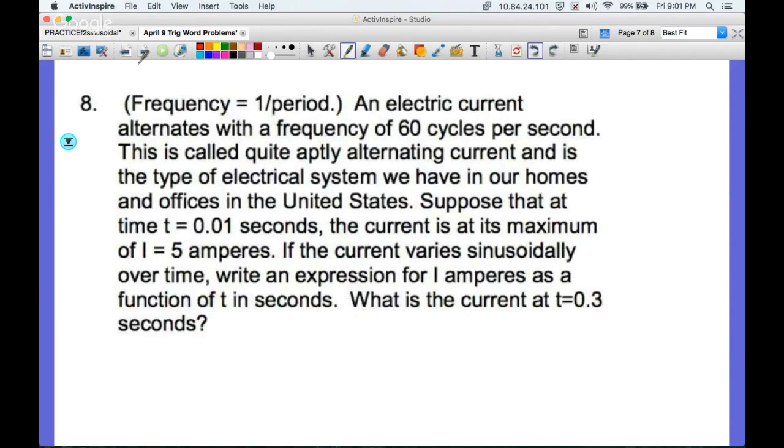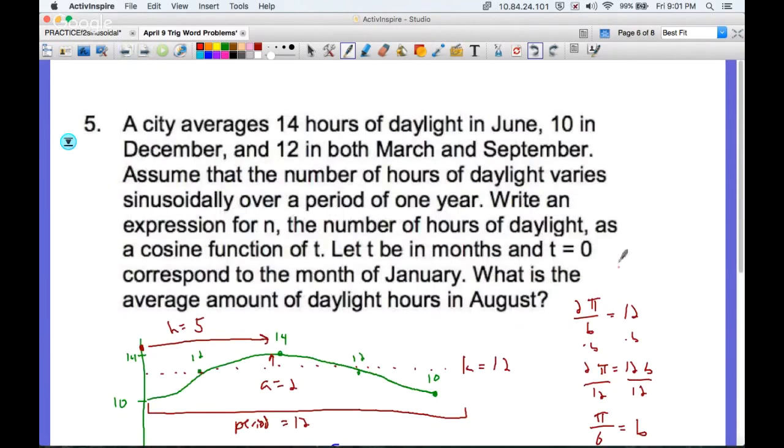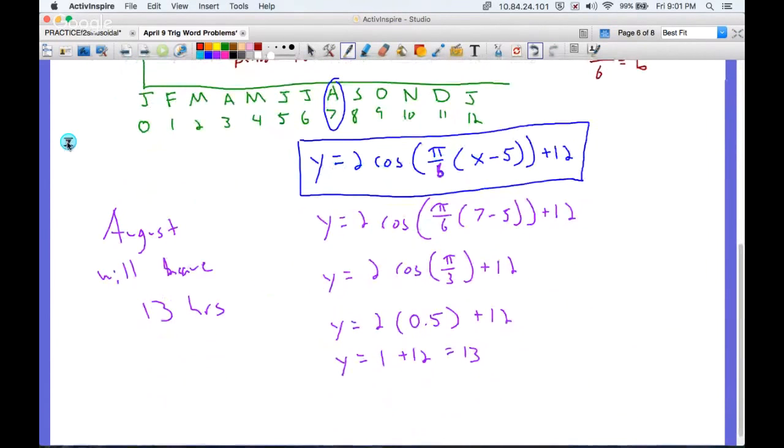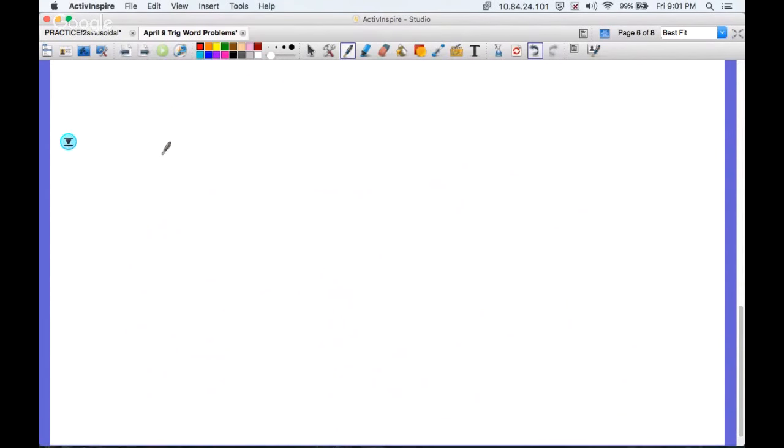All right, why don't you work on 6 and 7. So pause the video here, work on 6 and 7. I'll write up the answers to those. Number 6. That's a T.